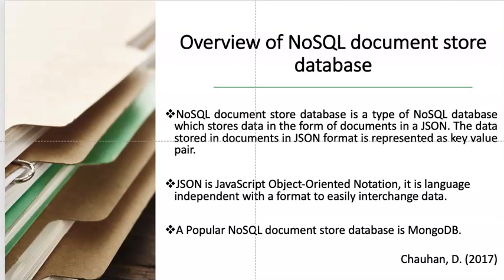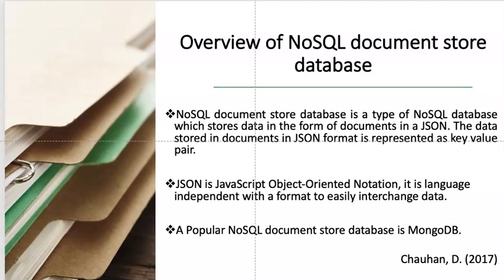So JSON stands for JavaScript Object Notation. It's a format which provides an easy interchange of data. It is language independent and supports different data types such as strings, integers, dates, boolean, floats, binary, and many others. A popular NoSQL document store database is MongoDB.